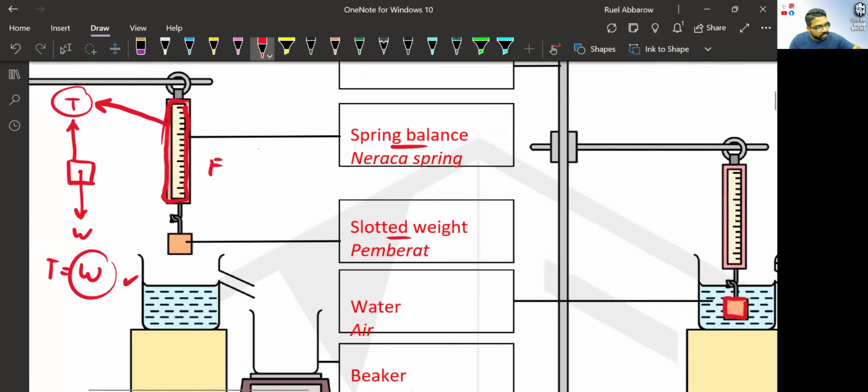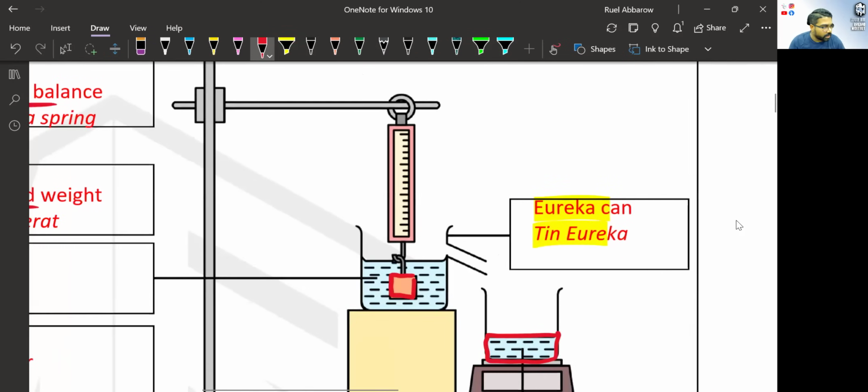Once you immerse it in the liquid, what are the forces? Why don't you try to figure it out yourself first? Okay, we still have the weight, of course. We still have the tension. But now, since it is immersed in a liquid, we have an additional force, right? We have the buoyant force.